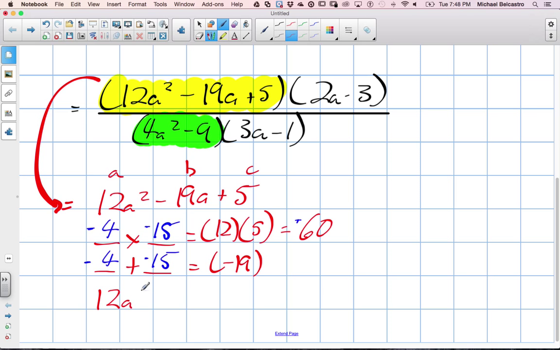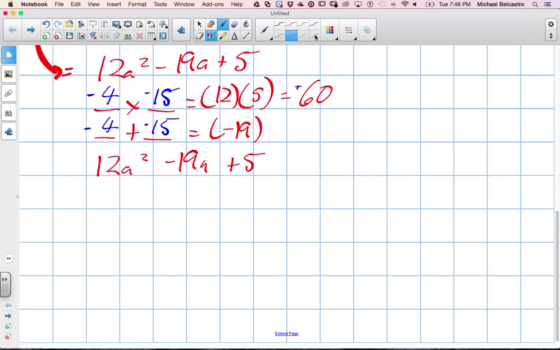So these two terms we're going to use to decompose. So 12a squared, and then I'll rewrite it here just so you can see what they mean by decomposition. We're going to split this term. Instead of writing negative 19a, we're going to write negative 4a minus 15a. And what we've done is deconstructed the negative 19. If we put those together, we would get negative 19, right? But instead we split it.